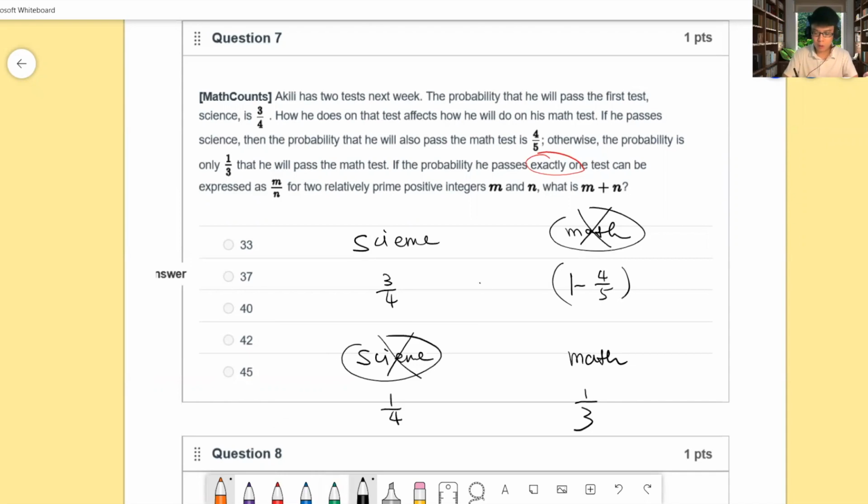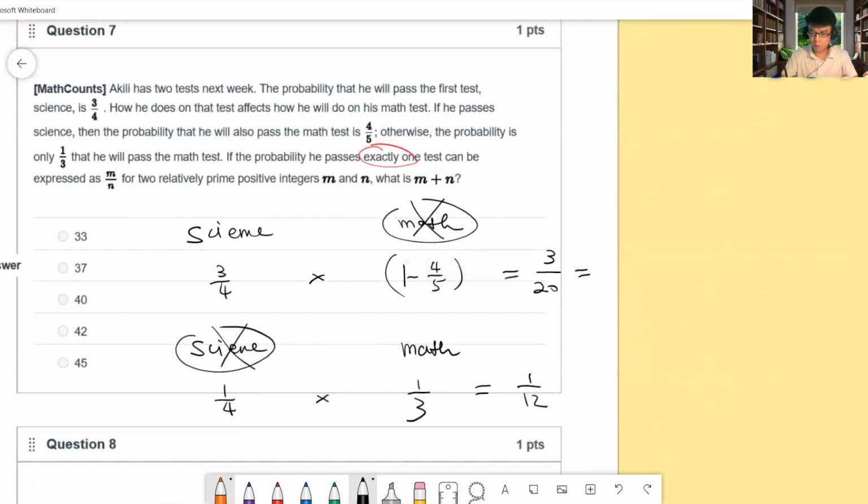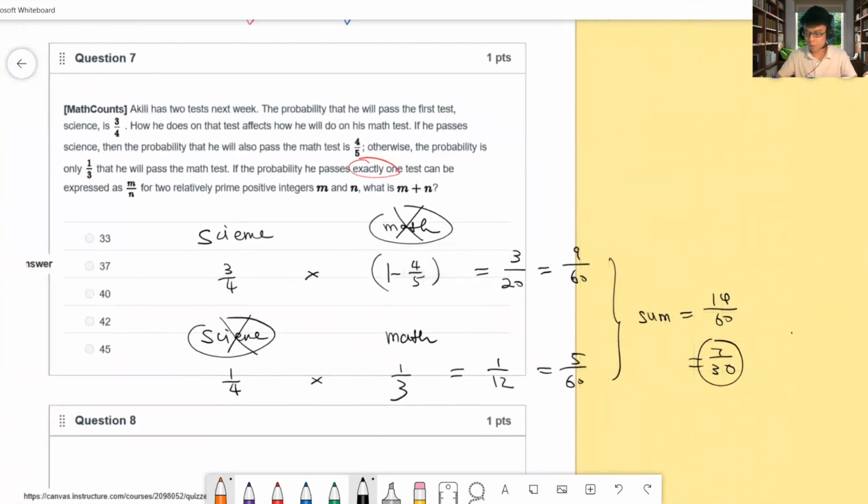So we just consider 2 cases. The first one is 3/4 times 1/5, which is 3/20. And next case, 1/4 times 1/3 is 1/12. So we add these 2 numbers, that's the answer. The first one is 9/60, and the second one is 5/60. The sum equals 14/60, which simplifies to 7/30. That's m/n. Now m plus n equals 37. The answer is 37.